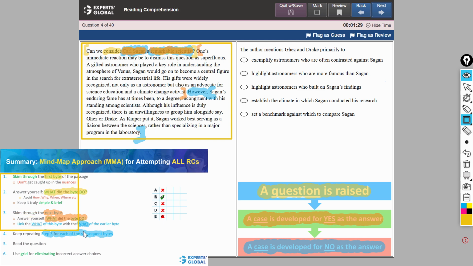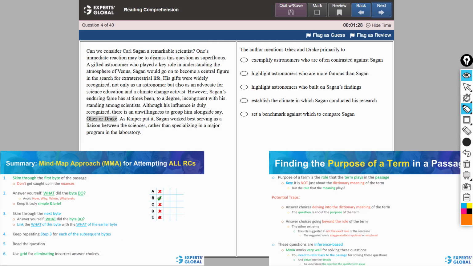We completed the first 4 steps, and now we must go about reading the question stem. We see that it is a purpose of a term question. Therefore, we need to refer back to the passage and delve into the details to understand the role played by the highlighted term. From the mind map, we know that the purpose of this part of the paragraph is to develop a case for why this scientist may not be a remarkable one.